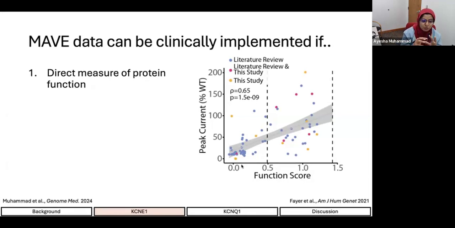So in order to ultimately determine pathogenicity, I would trust function scores more. But in order to get at the underlying mechanism of how a particular variant might be causing that pathogenicity, I would look at both the trafficking score and the function score. I hope that answers the question.